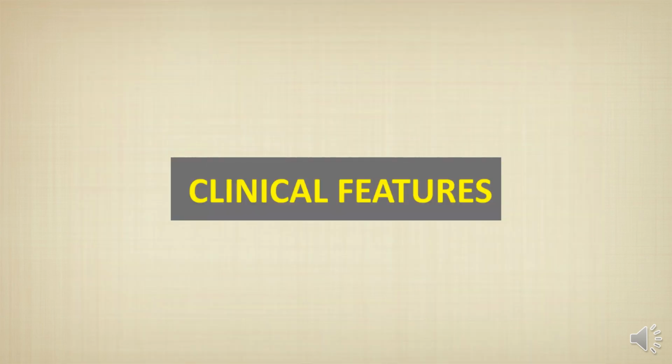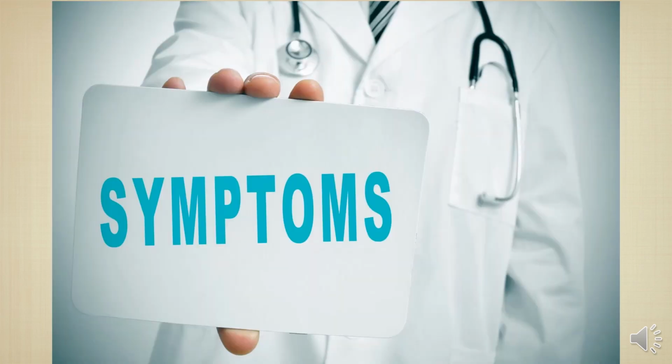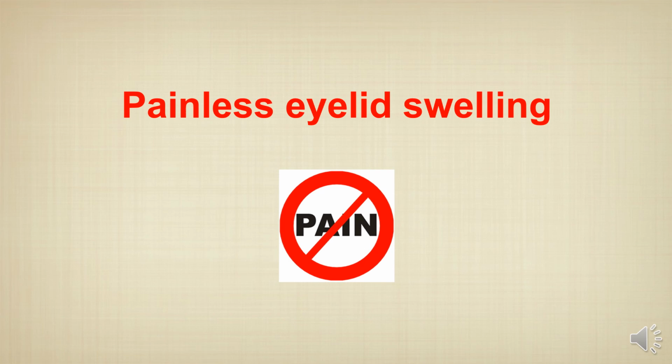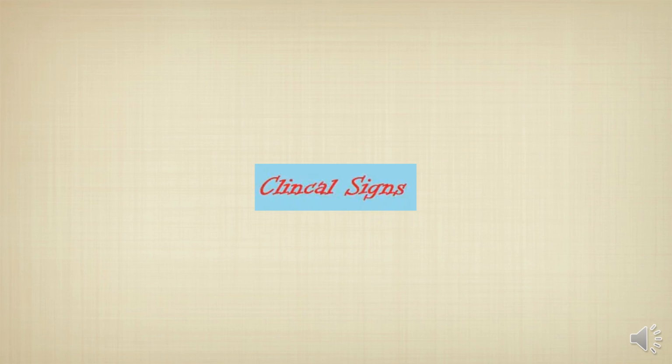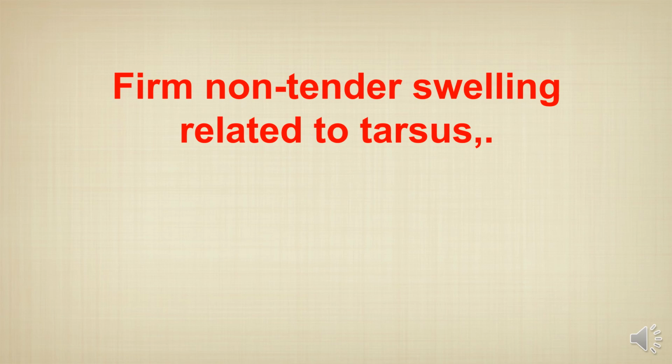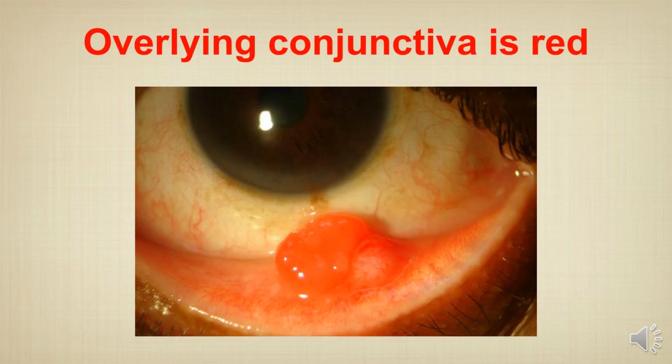Clinical features of Chalazion. Chalazia are painless eyelid swellings. Pain occurs if infected. Concerning the clinical signs, it is a firm, non-tender swelling related to the tarsus. The overlying conjunctiva is red.